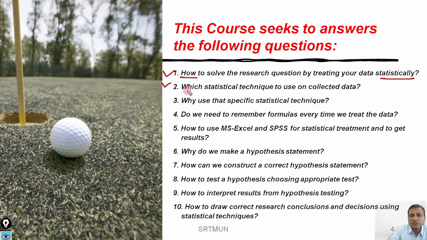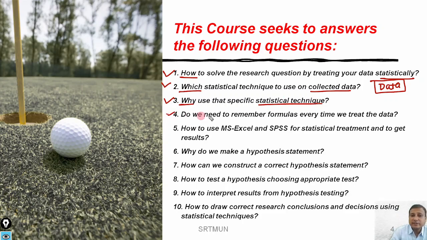Question number two. Which statistical technique to use on collected data? Suppose we have data with us, can we apply any statistical technique on any type of data or any type of variable? The answer to this question is no, because there are different types of data, different types of variables, and moreover there are different types of statistical techniques. So we need to be very careful when choosing a particular statistical technique for a particular type of variable or data. Next question, why to use that particular statistical technique for that particular variable? That we are going to discuss during this certificate course.